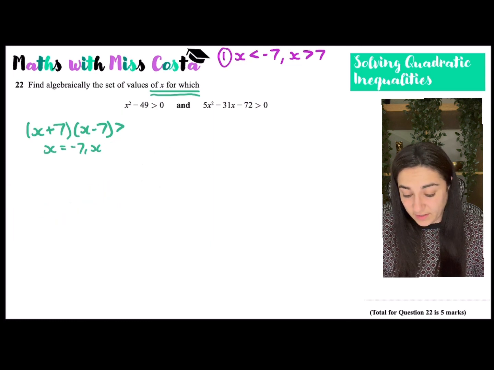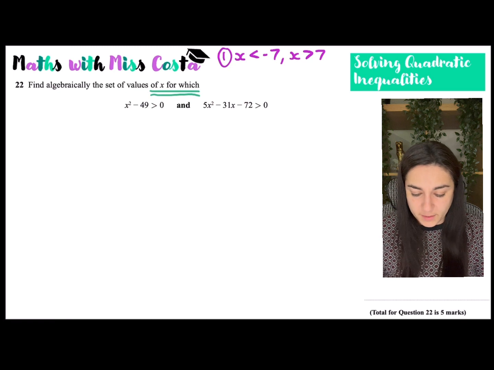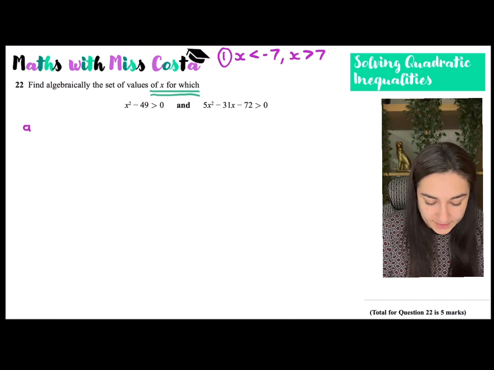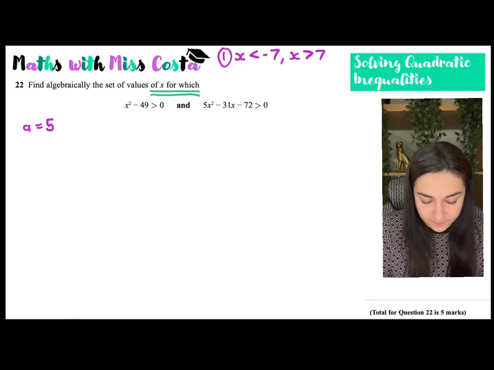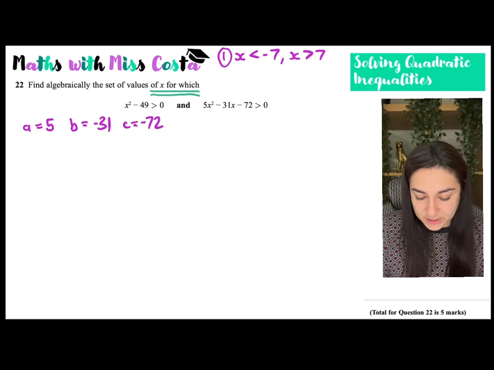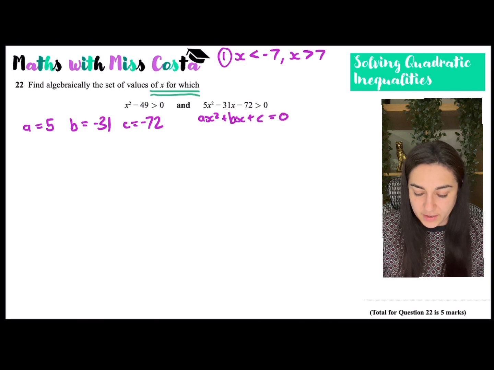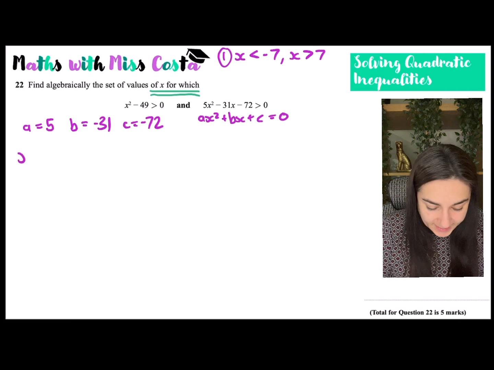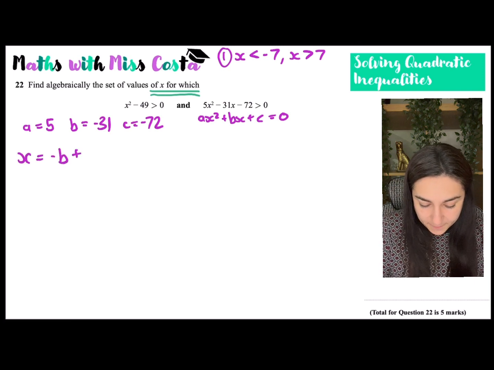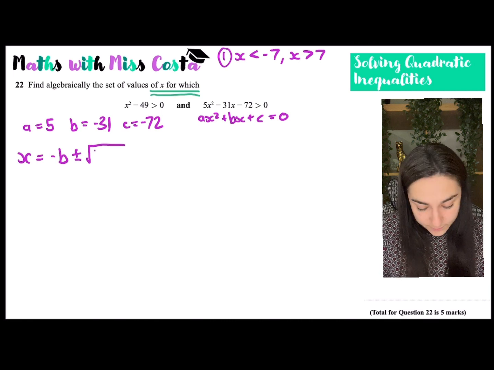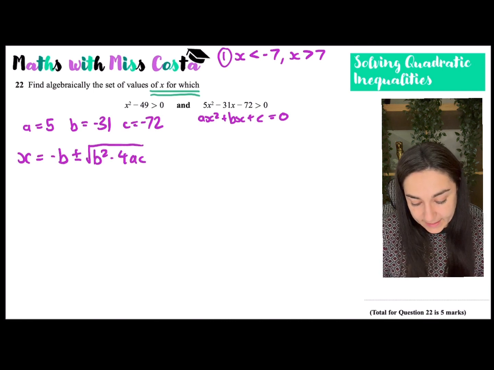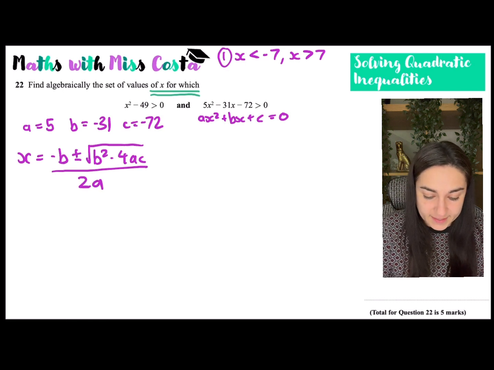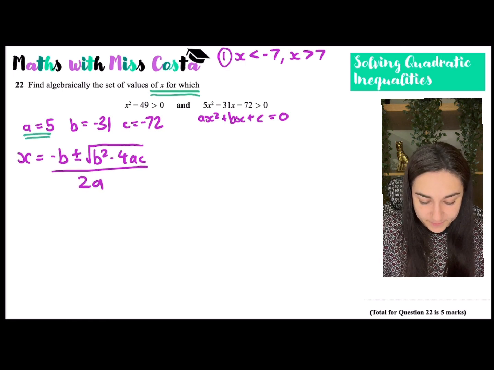I could either factorise it normally, or I could use the quadratic formula. I'm just going to go with the quadratic formula. So I know that my a value is 5, my b value is -31, and my c value is -72. Remember, every quadratic is written in the form ax squared plus bx plus c equals 0. And then I can use the quadratic formula. So I'm going to say x is -b plus or minus the square root of b squared take 4ac, all over 2a. And I can substitute my values in nicely because I've written them all here.